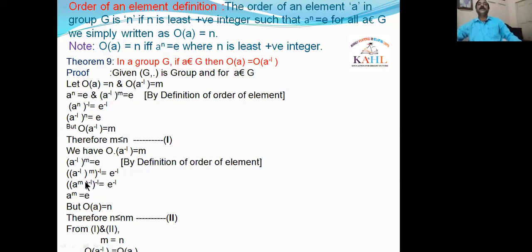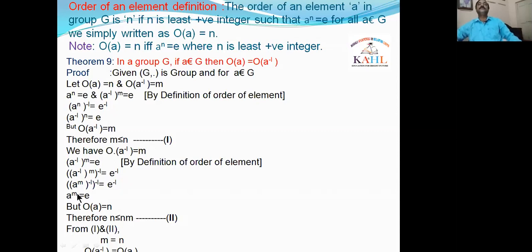We can write (a^m)^(-1) to the power minus 1, that is minus 1 into minus 1 is plus 1. That means we have only a^m here. And what is E inverse? E is the identity, E inverse is equal to E. Therefore, a^m is equal to E. But order of A is equal to n, which means a^n is equal to E and n is the least positive integer. Here also a^m is equal to E, but m is only a positive integer. That means in both cases a^n is equal to E.